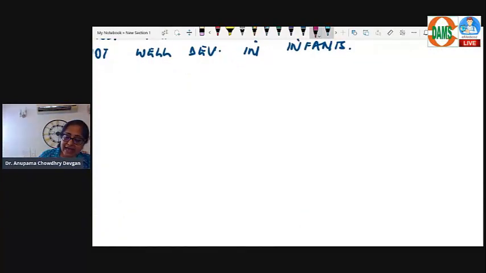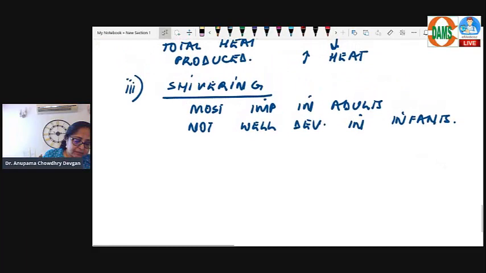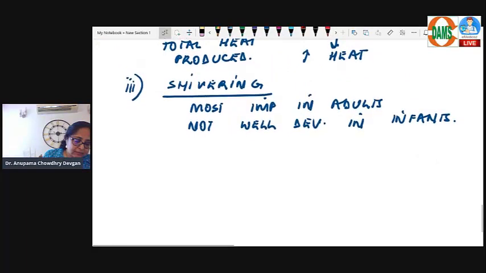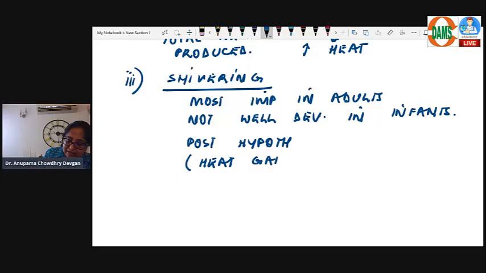Let's have a look at what are the endocrine and the neuroendocrine function. And one important point, please remember shivering. How does shivering take place? The posterior hypothalamus, which is your heat gain center.